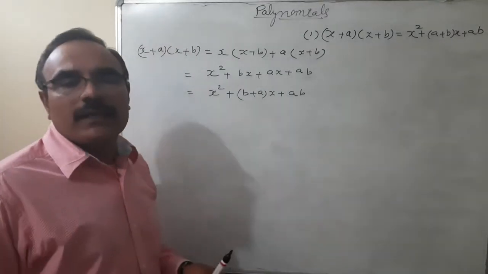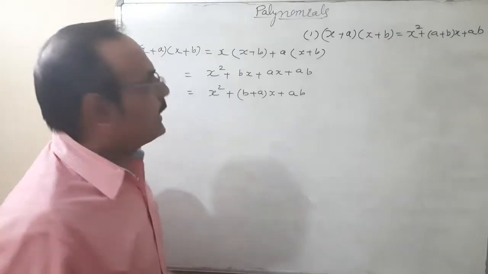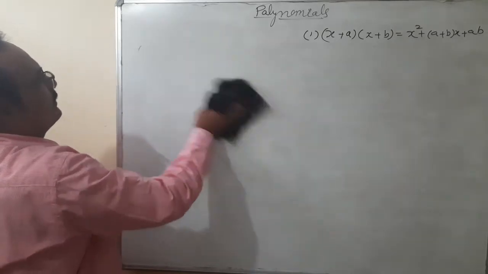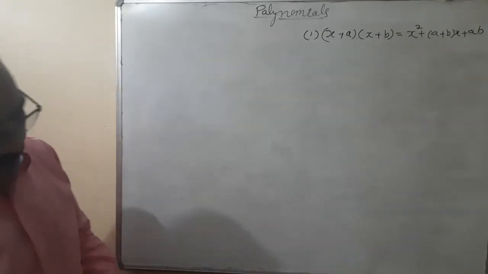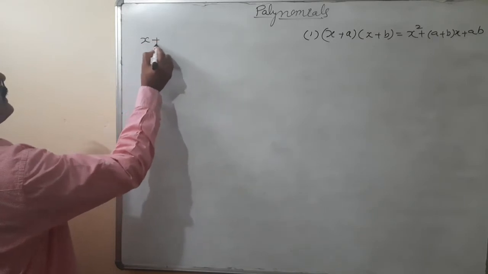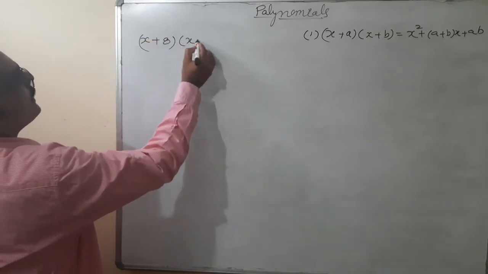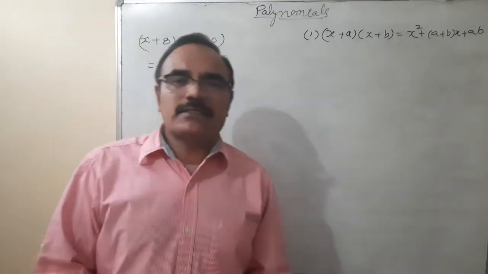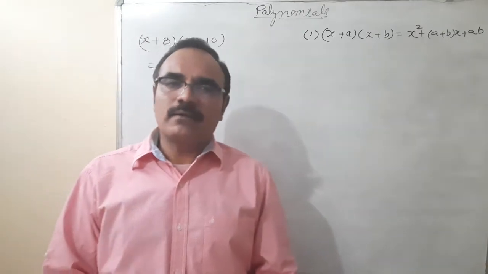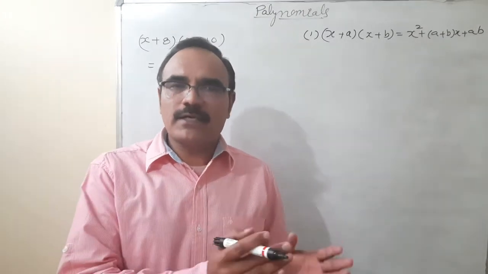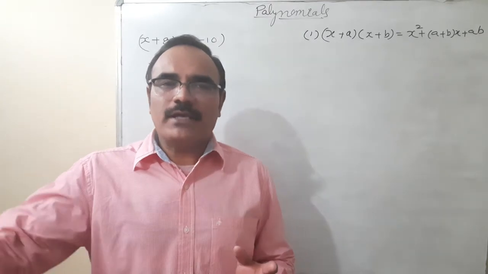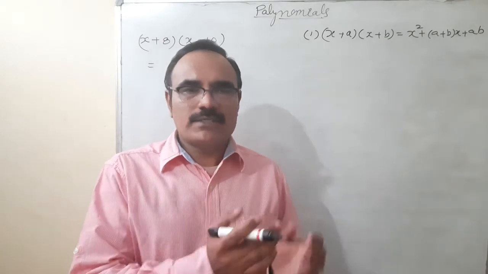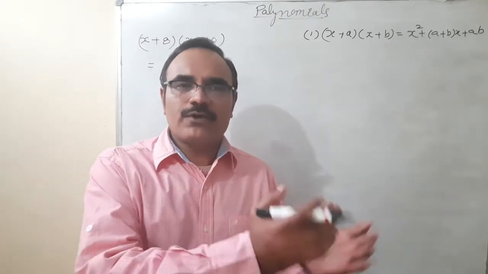So first question I am taking, suppose x plus 8, x minus 10. X plus 8, x minus 10. X plus 8 and x minus 10. By the way, in this entire exercise, there are two types of question. Number one, evaluate. Evaluate, that means the factor term is given and we are going to evaluate. That means we are expanding the term. Second is find the factor. That means the expanded term is given and we are going to find the factor.